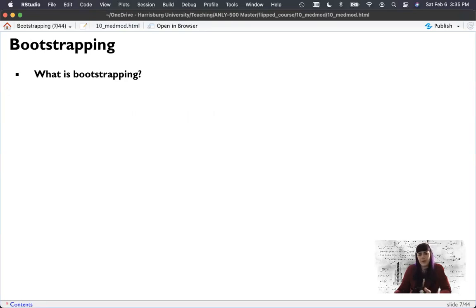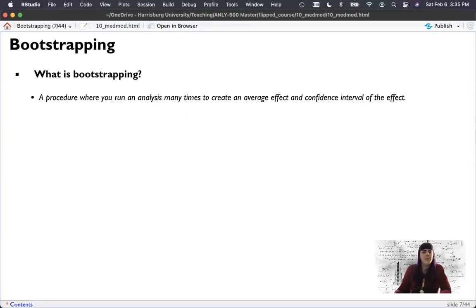Now, bootstrapping, what is bootstrapping? Okay. Well, it's a procedure where we take an analysis and we run it a bunch of times and then average that effect to create a confidence interval around the average effect. And if you're thinking, if you take the data and run the same analysis over and over again, you should get the same answer. Excellent. That's the point of reproducibility.